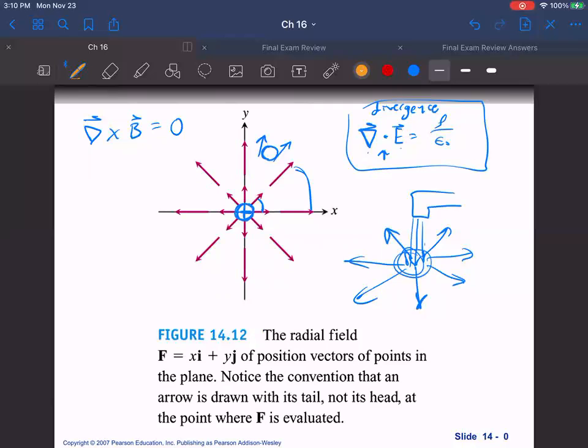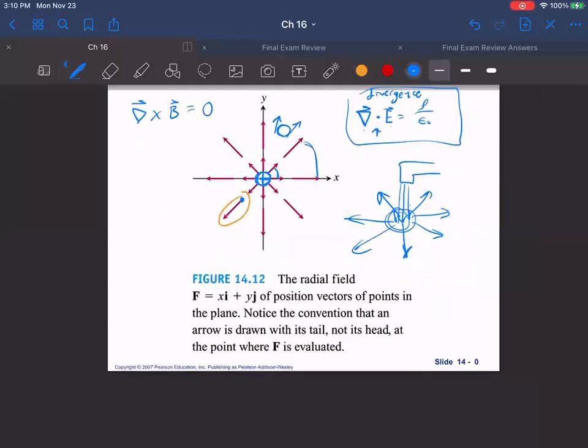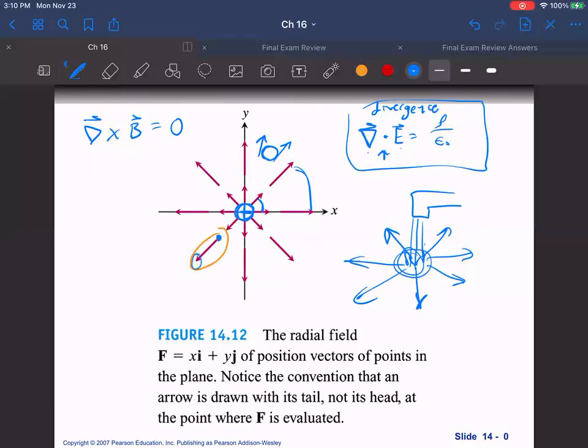Notice that we are drawing this with the tails at the point that we're looking at. So if I'm looking at this vector right here, it's actually the associated vector for the base right there. So at the base here, that's where that's represented as pointing from, not out here at the tip, but back at the base. So just be cautious of that.